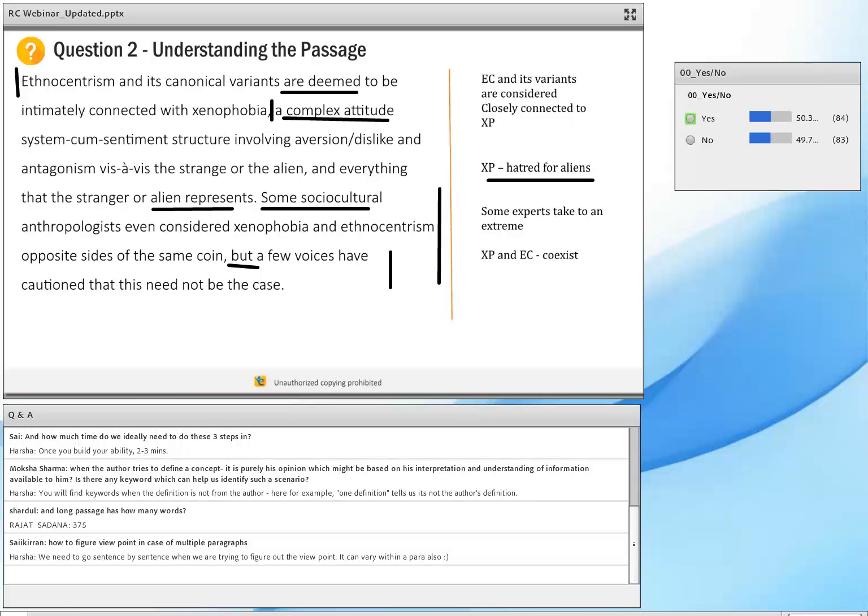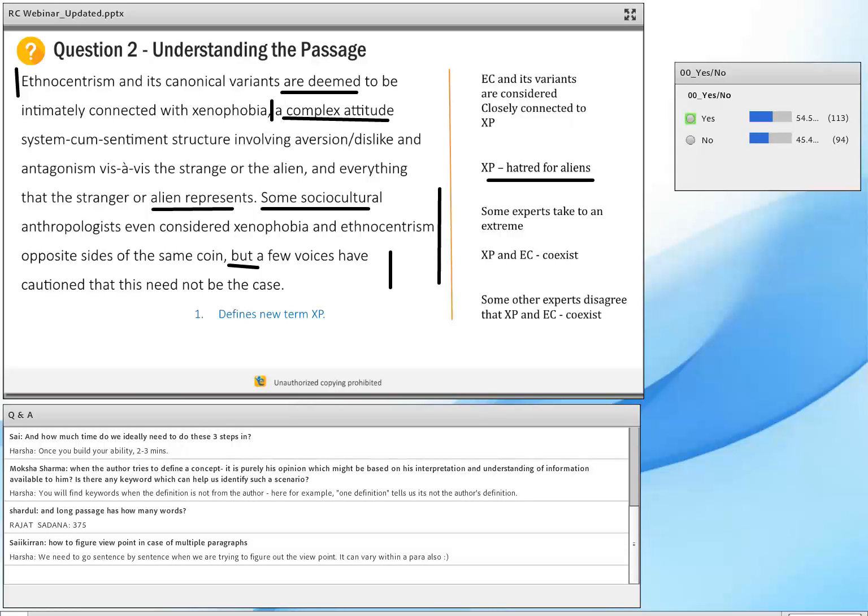So in an RC passage, if the author states something that he believes in, you're not going to find that stated in the answer choices. If you do find that stated in the answer choices, tick it, because that cannot be wrong. But you're not going to find that, because I've researched every RC option and every RC passage out there, and have not found even a single instance of that.